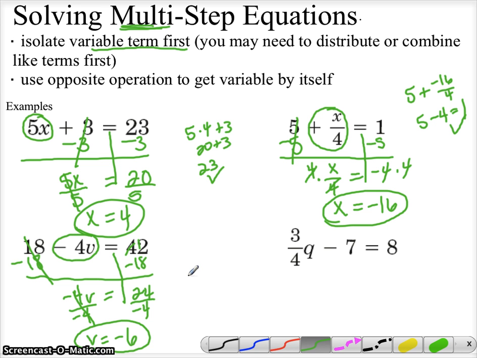Okay, so you have that. 18 minus 4 times negative 6. Negative 4 times negative 6 is plus 24. 18 plus 24 is 42.